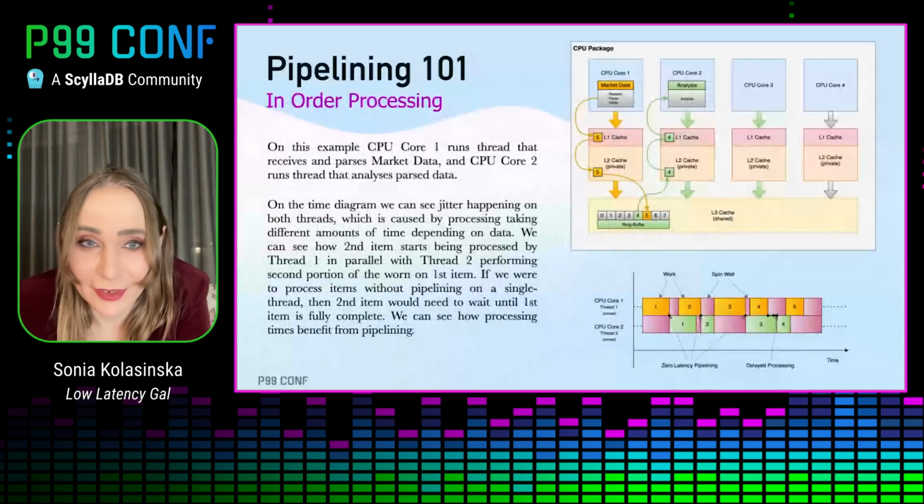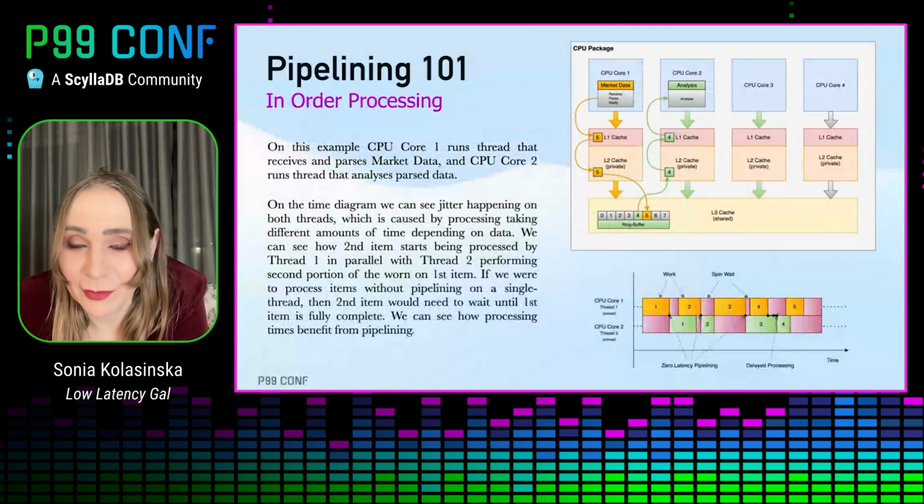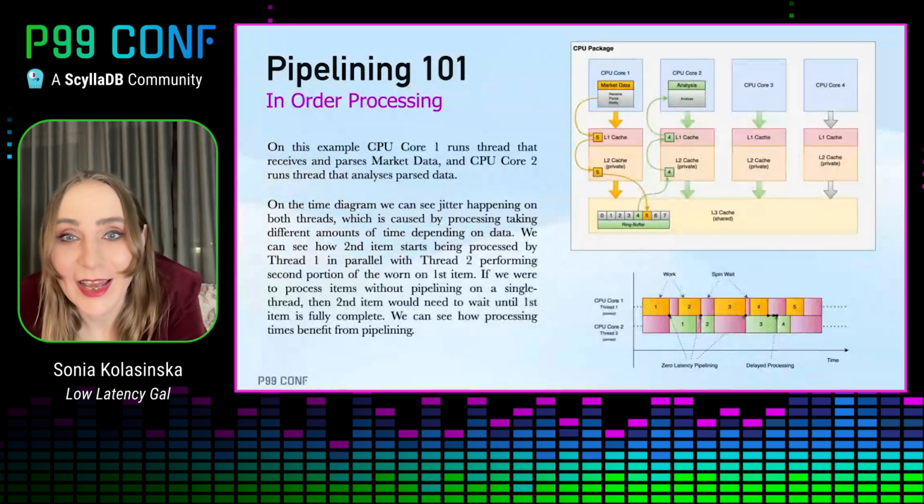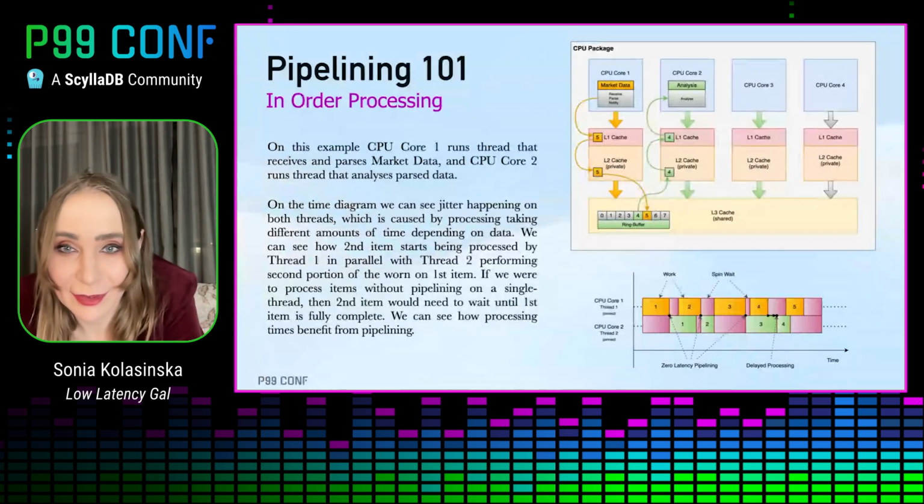And here we go. Pipelining, one-on-one, in-order processing. We have on the picture two CPU cores doing some action. The threads are attached to these cores using pinning, right? They're pinned to these cores. Core number 1 is processing some market data coming in from some device, let's say. Core number 2 is analyzing.